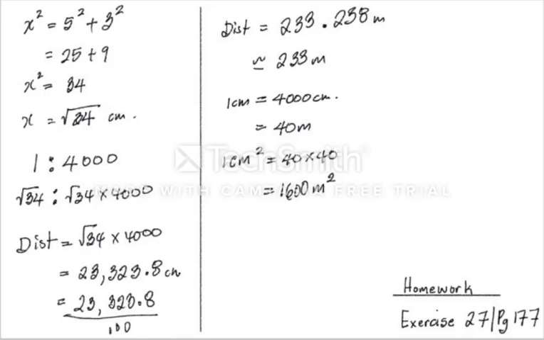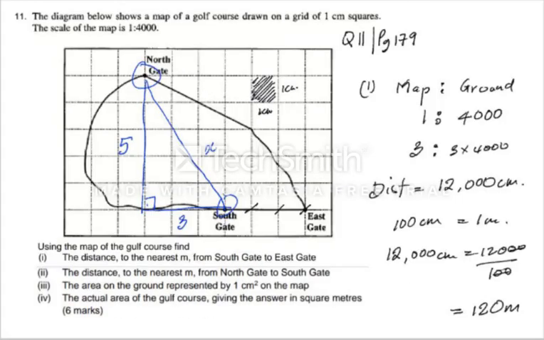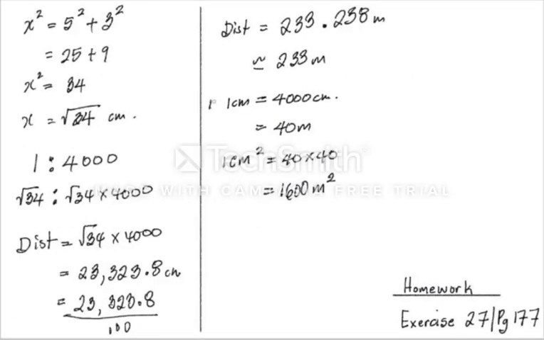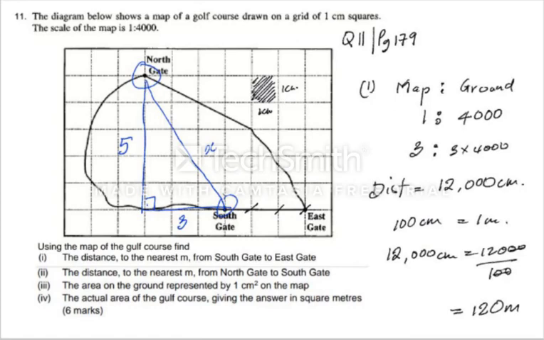So an area of 1 centimeter square on the map is actually 1,600 meters square. All right, so that part of the question was the third part. So the fourth and final part of the question, IV. It says the actual area of the golf course given the answer in square meters. All right, this part is actually not as difficult as it might appear.